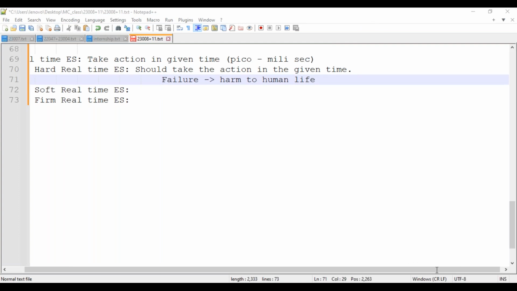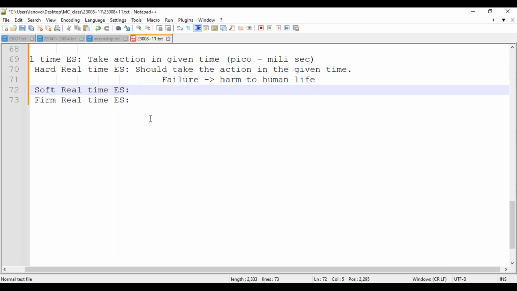Software and firmware both are same, right? No. As of now, I'm not talking about software and firmware. Firmware is a kind of software, that is right. But I'm not talking about hardware, software or firmware. I'm talking about hard real-time system, soft real-time system and firm real-time system.